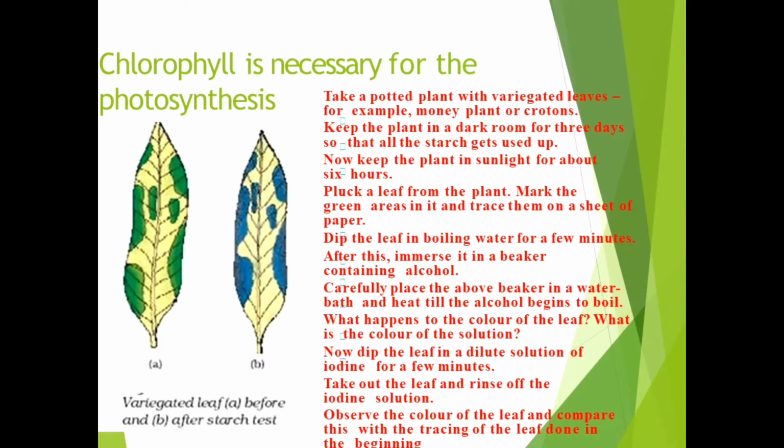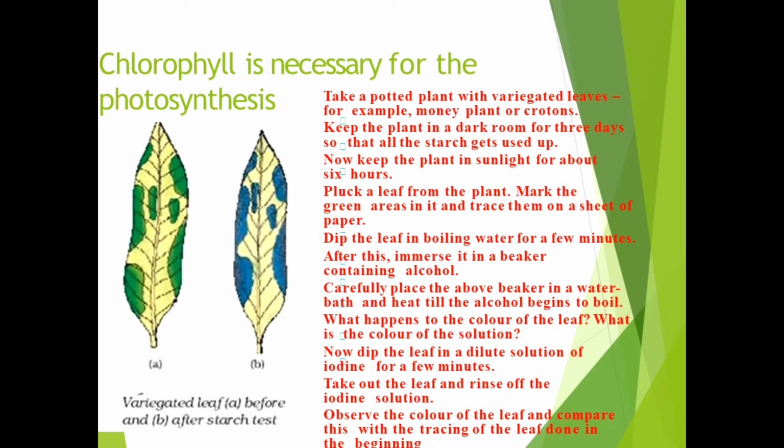This is an experiment to show that chlorophyll is necessary for photosynthesis. Now take a potted plant with variegated leaves, for example money plant. Keep the plant in a dark room for 3 days so that all starch gets used up. Now keep the plant in sunlight for about 6 hours. Pluck a leaf from the plant, mark the green areas in it and trace them on a sheet of paper.